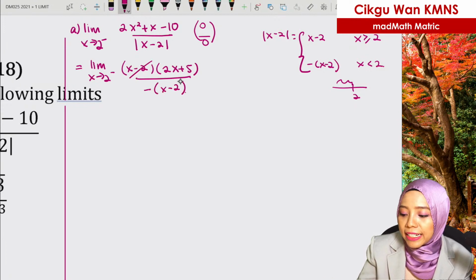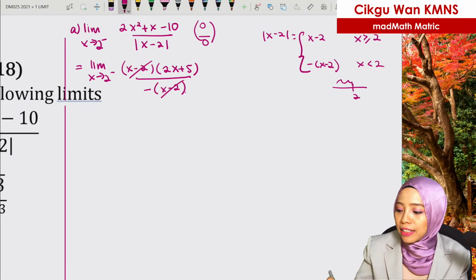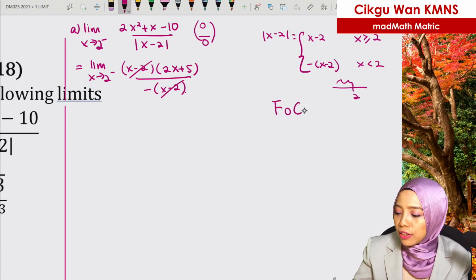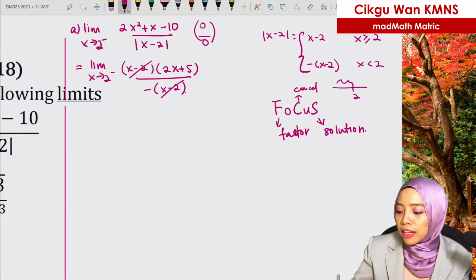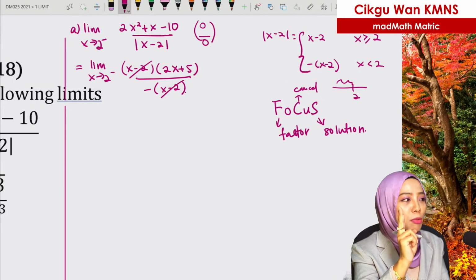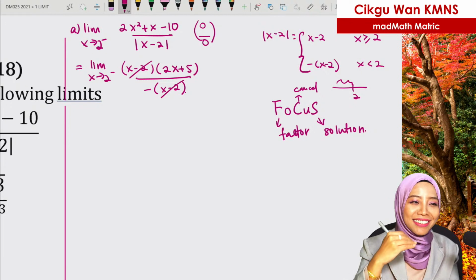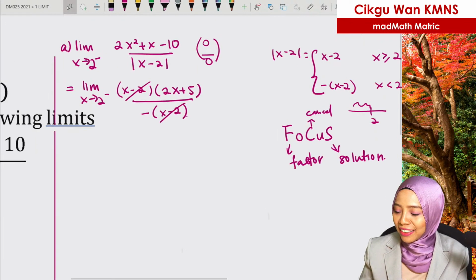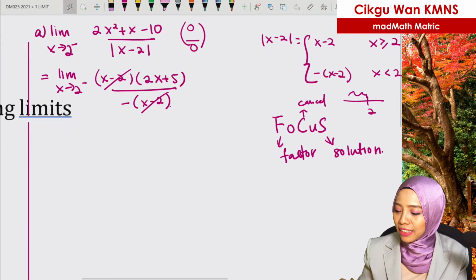Okay, and then remember our method for FOCUS. F for factor, and then C for what? C for cancel, and then S for solution. This is tip number 2. Please write it down. What was tip number 1? What is tip number 2? Write it again. This is the tip.